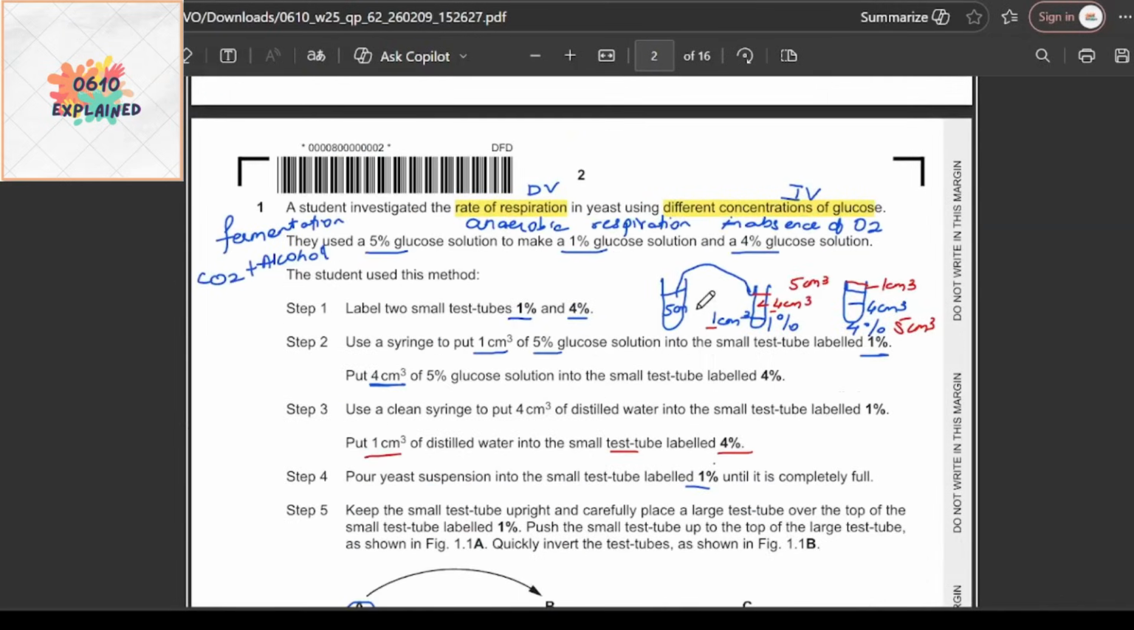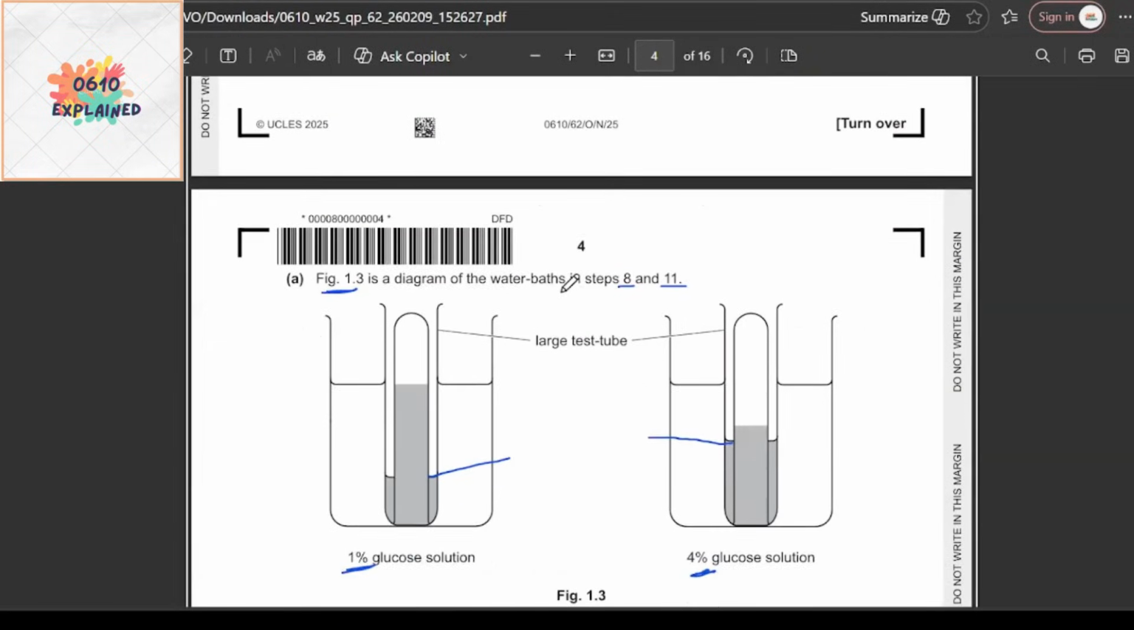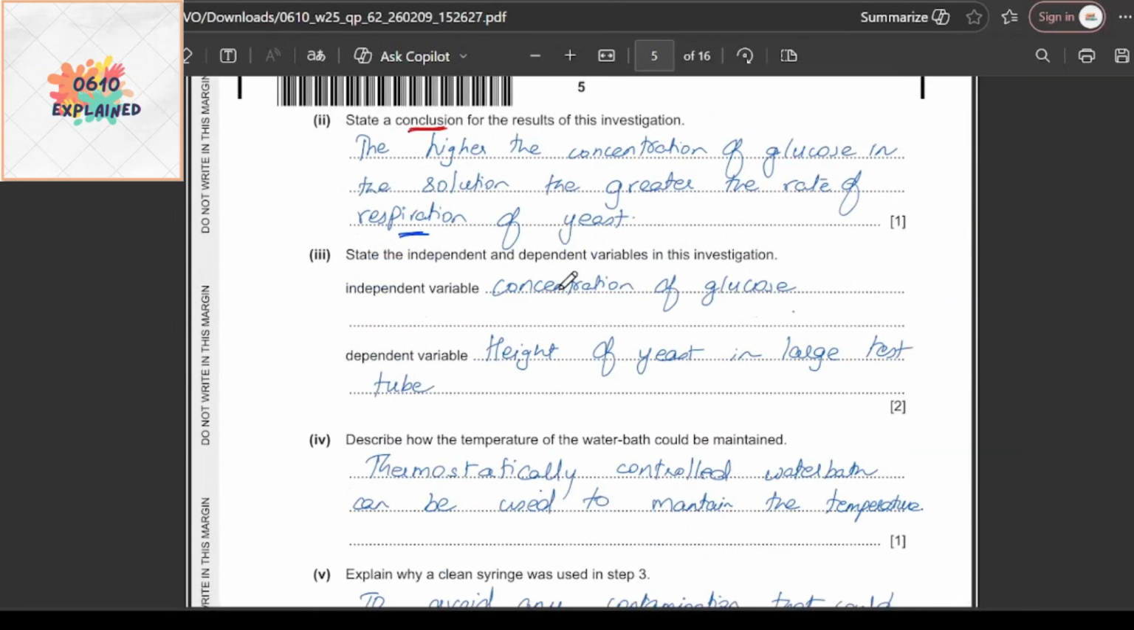If I go back to the first page, they are asking you the rate of respiration in yeast with the different concentrations. So most of the time your conclusion will be on the basis of the aim. So here I again repeat that the higher the concentration of glucose in the solution, the greater is the rate of respiration of yeast. State the independent and the dependent variables in this investigation. So the independent variable will definitely be the concentration of glucose, and the dependent variable is what we have measured with the scale. So that is the height of yeast in the large test tube.